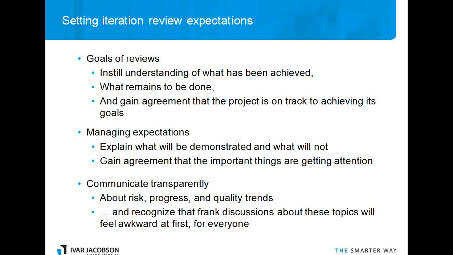So in order to do that, you have to communicate transparently, and you can't have 2 sets of books. They need to have visibility into the iteration plans, and they also need to have visibility into risk, progress, and quality trends that we talked about earlier.